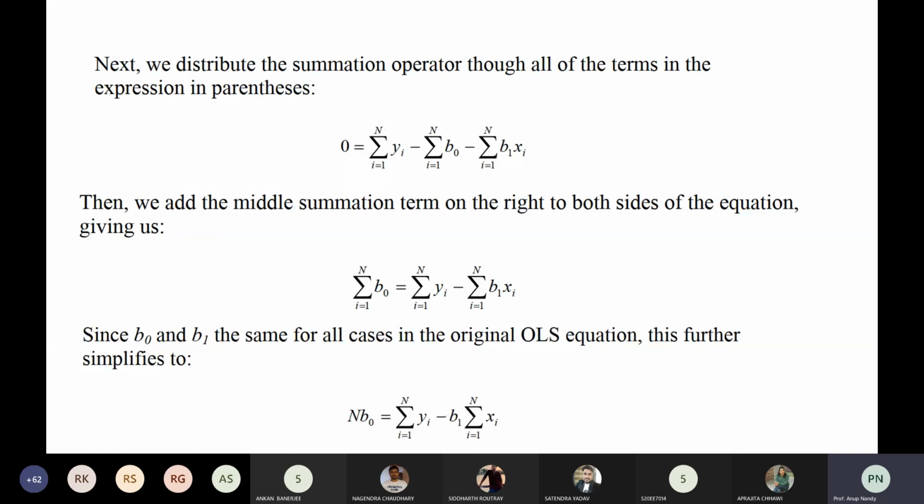And since b naught and b1 are the same for all the cases in the original least square equation, it further simplifies, actually it is b naught, meaning 1 plus 1 plus 1, n times b naught. So it is written n b naught is equal to summation i is equal to 1 to n yi minus b1 summation i is equal to 1 to n xi. Now if you just simply divide, b naught is equal to 1 by n summation i is equal to 1 to n yi minus b1 by n summation i is equal to 1 to n xi.